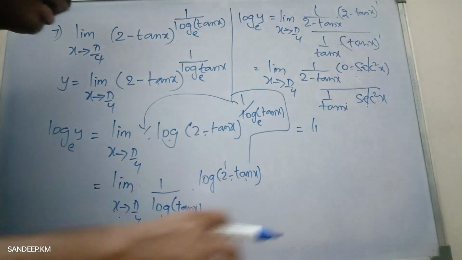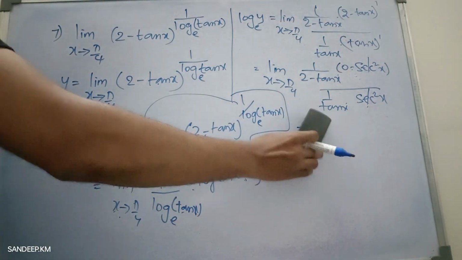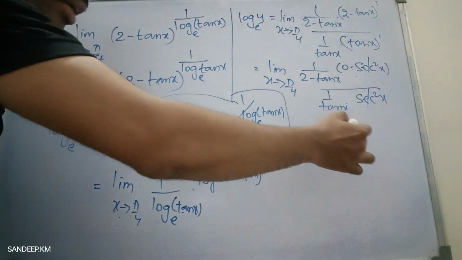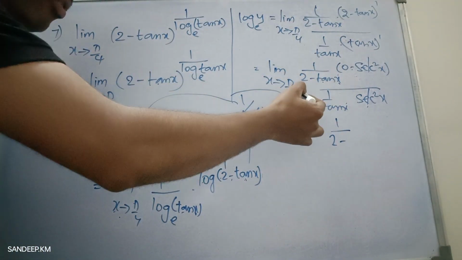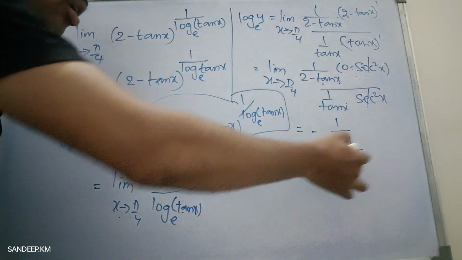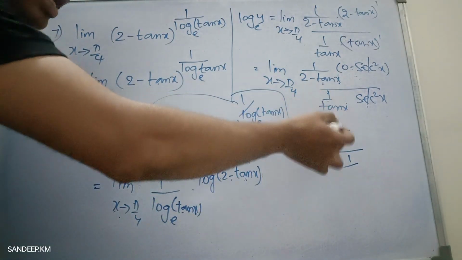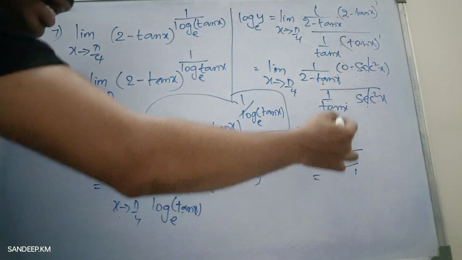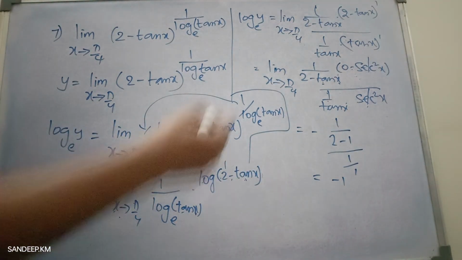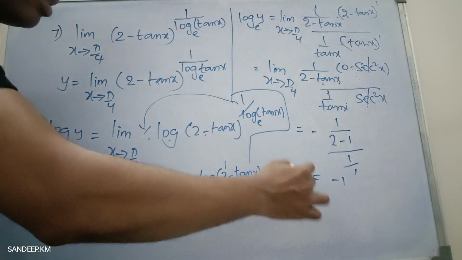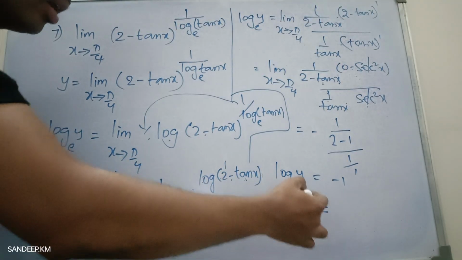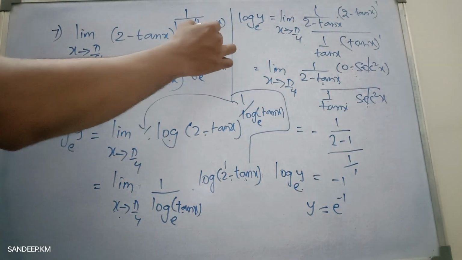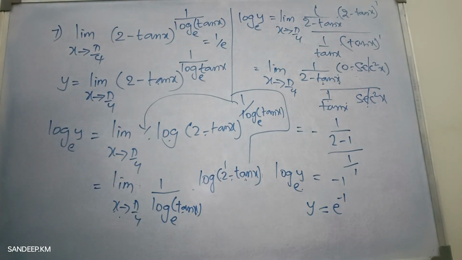So limit, again I can substitute the x value as pi by 4 in the remaining part of the function. So minus will be there. 1 divided by 2 minus tan pi by 4. I am substituting tan pi by 4 is 1, whole divided by 1 by tan pi by 4, which is 1. So what is it, dear students? We got the answer as minus 1. What is minus 1? Log y base e is minus 1. Then y is equal to what? E power minus 1. E power minus 1 is 1 by e. Therefore, the answer for this question is 1 by e.